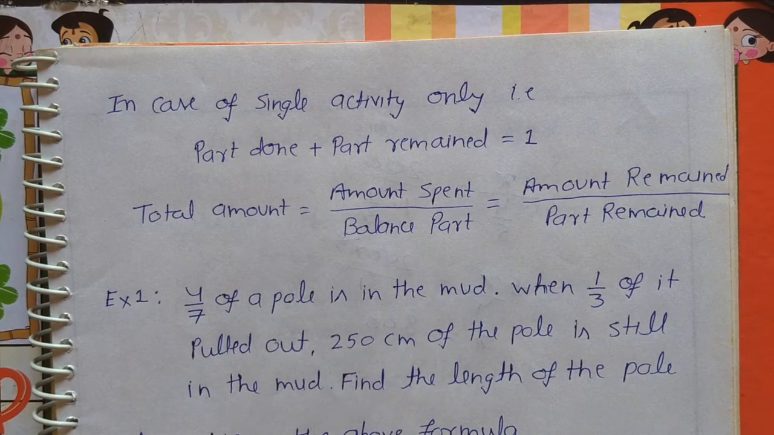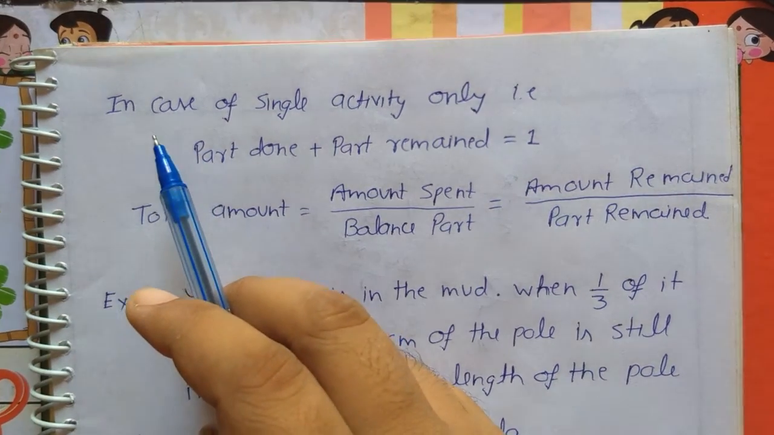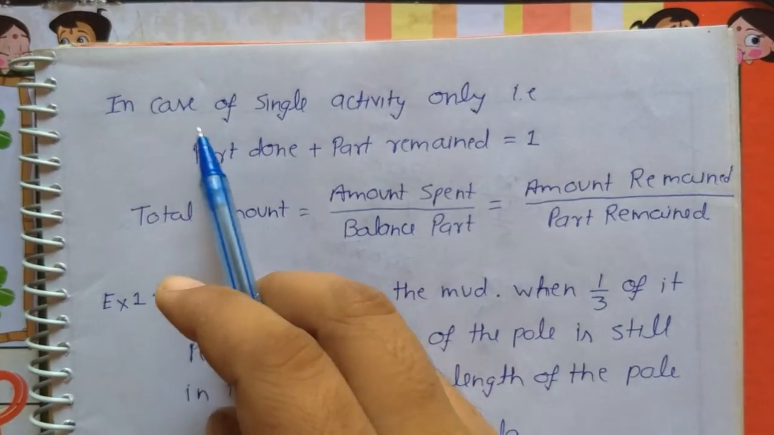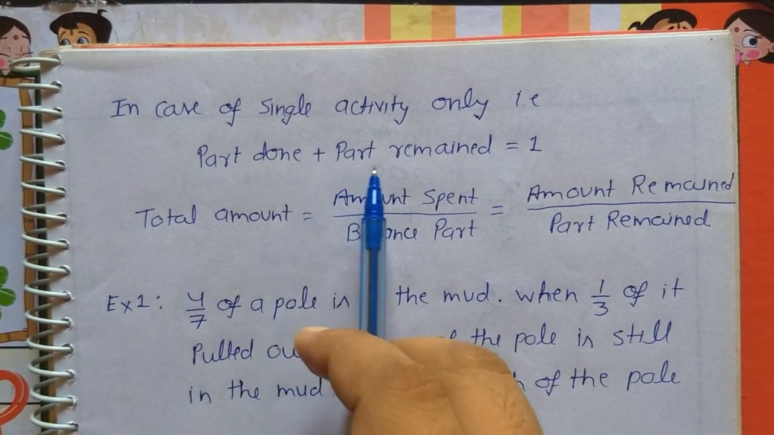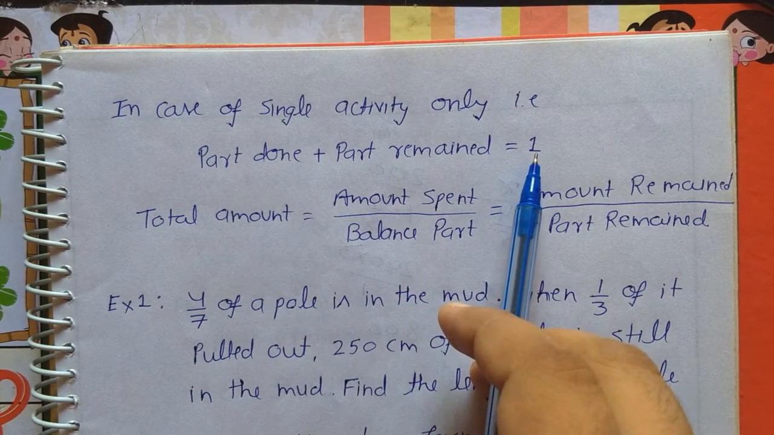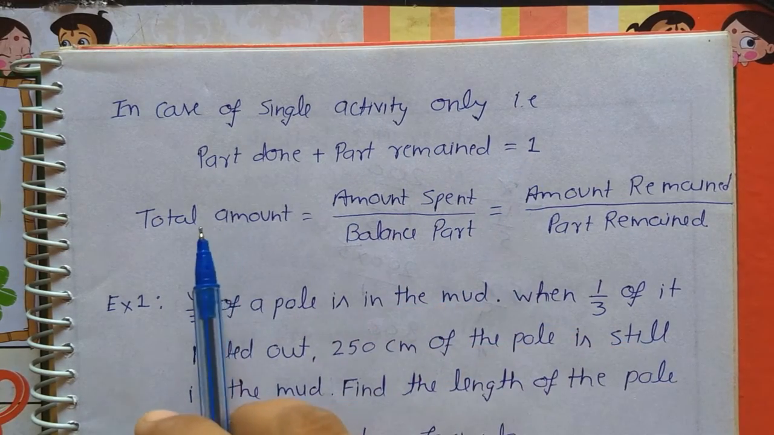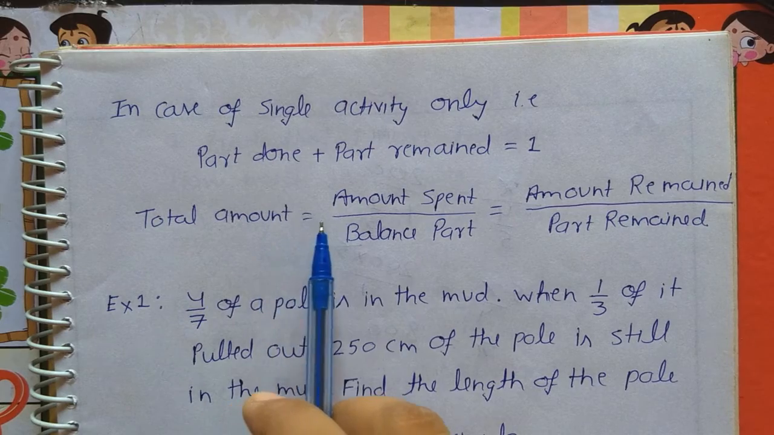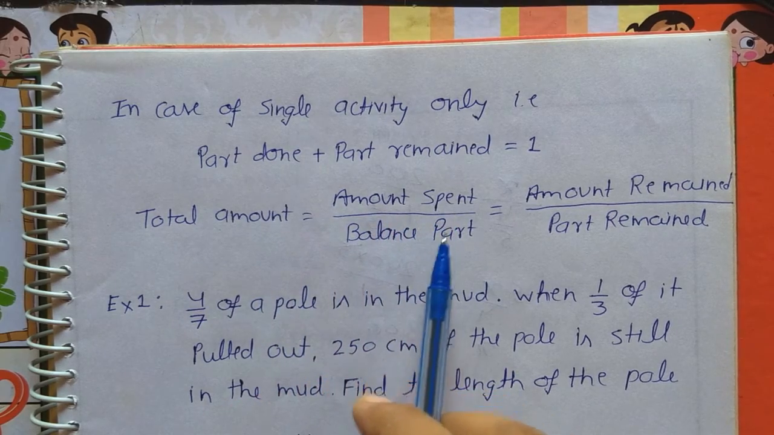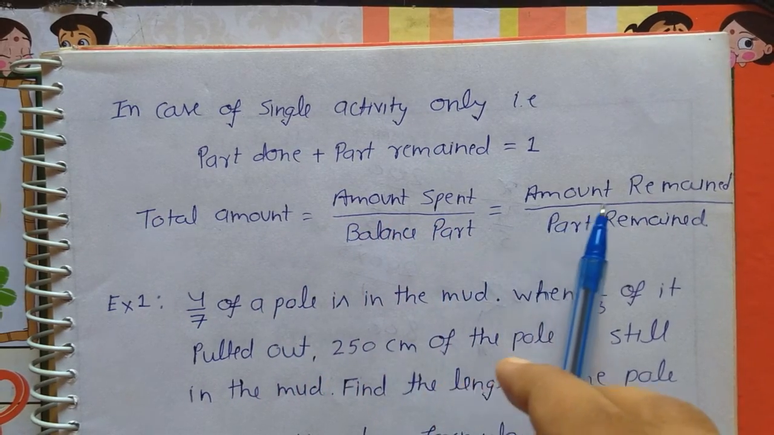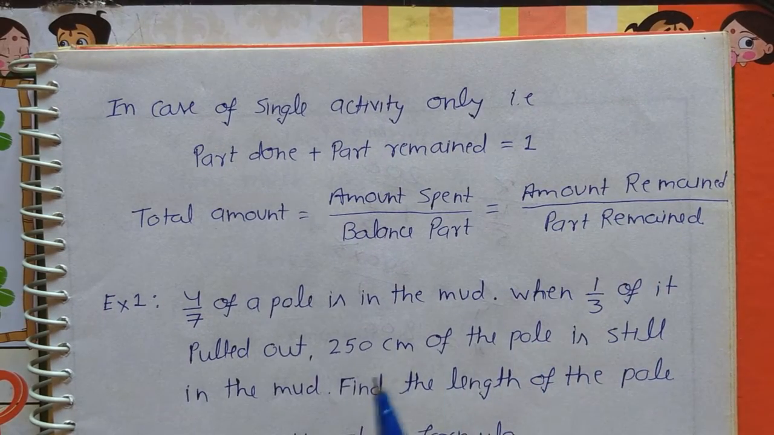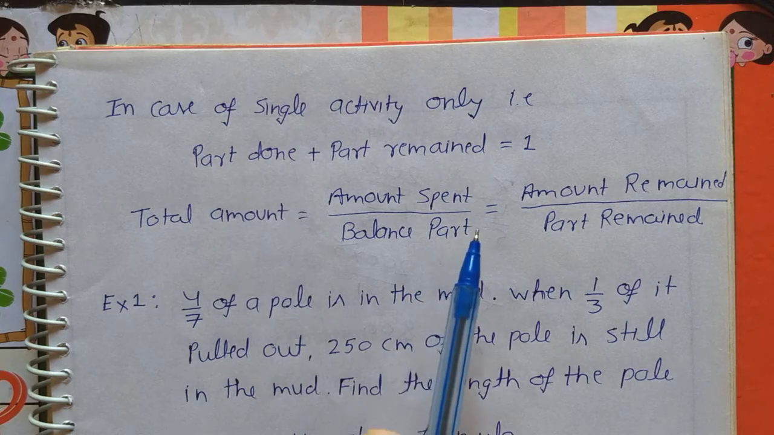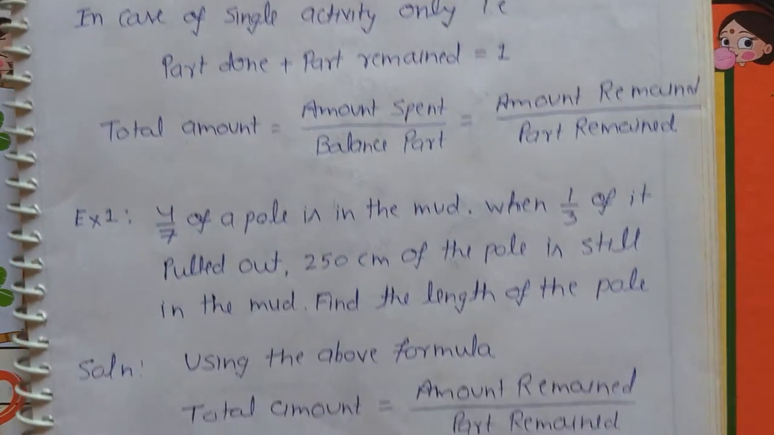Rule which is shown below. So let's start the video. In case of a single activity only, part done plus part remained equals 1. In that case, total amount will be given by amount spent divided by balance part, equal to amount remained divided by part remained. We will see this theorem with the help of the example below.